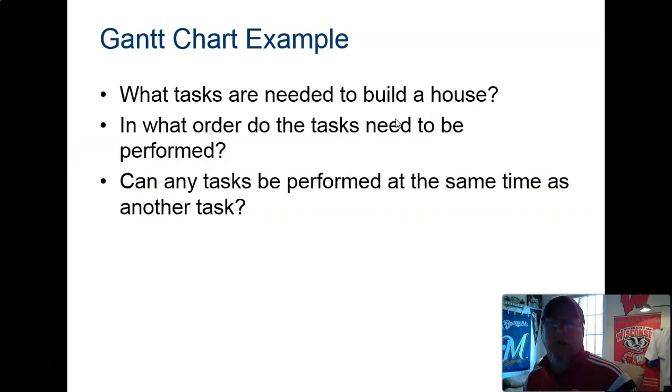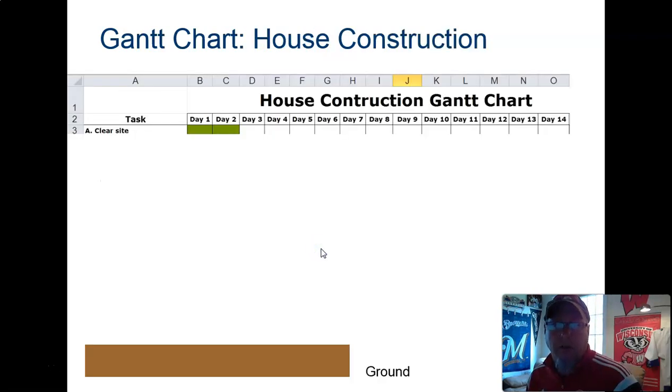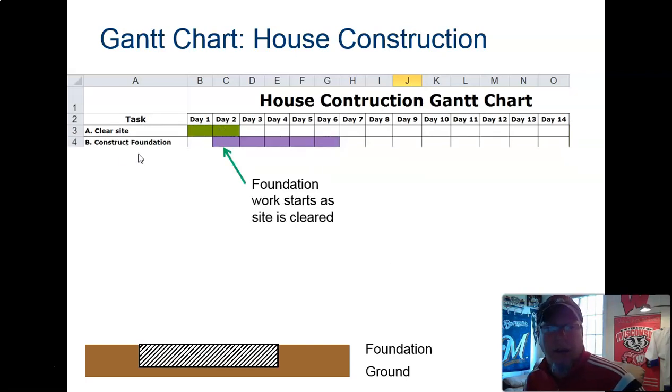Here's an example of how you would design a Gantt chart from the beginning. And the example that they're going to go through is how do you build a house. If you're going to build a house, you're going to start with the site. That's the first thing that you have to do, on day one, day two. Then you're going to build your foundation, and the foundation in this case they're saying is going to start at some point in day 2 after the site's cleared, and it's going to take up to day 6.